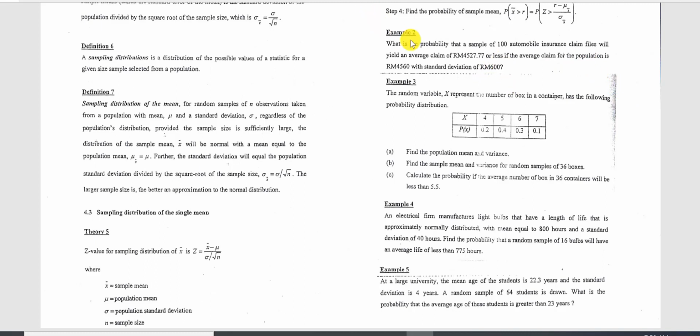Then you have a probability. What is the probability? A sample of 100 automobile, that means your n is equal to 100. And the question asks you what is the probability an average claim is 4527.77 or less. Now we look at how to solve this example.